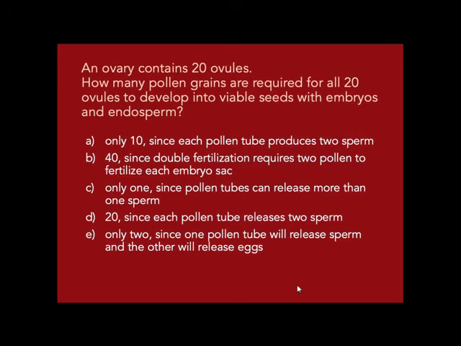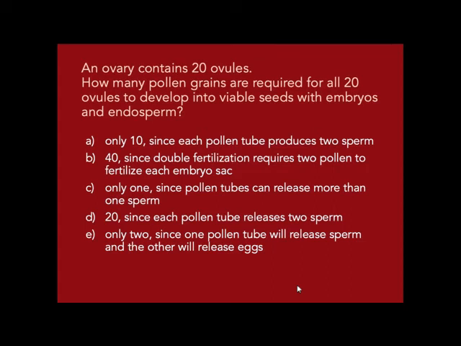All right, here's a problem. An ovary contains 20 ovules. How many pollen grains are required for all 20 ovules to develop into viable seeds with embryos and endosperm? All right, let's see. First choice, only 10, since each pollen tube produces 2 sperm. 40, since double fertilization requires 2 pollen to fertilize each embryo sac. Only 1, since pollen tubes can release more than 1 sperm. 20, since each pollen tube releases 2 sperm. Only 2, since one pollen tube will release sperm and the other will release eggs. All right, what do you guys think?